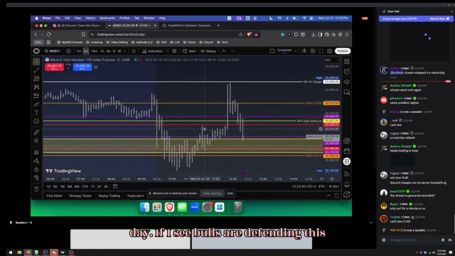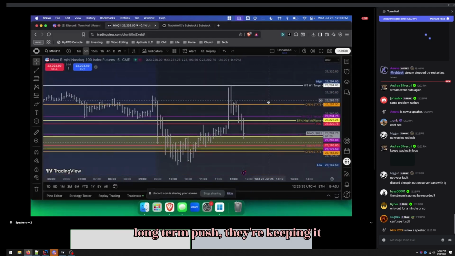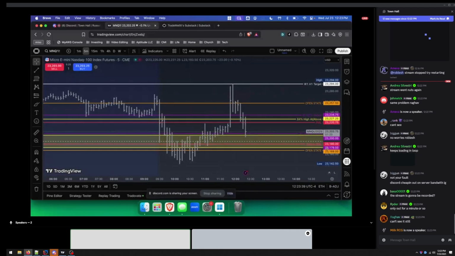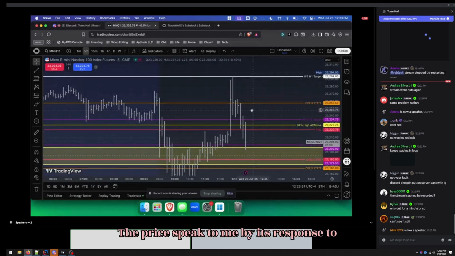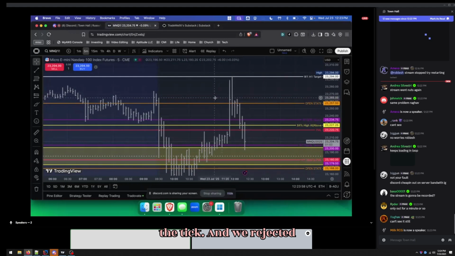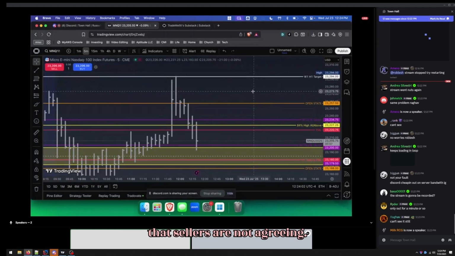If I see bulls are defending this wave 7 daily vector, which shows us long term push, they're keeping it alive. And the wave 1 daily is staying alive. So it's basically previous day close. I'm letting these vectors speak to me, the price speak to me by its response to the vectors. Their target's going to be this H1, to the tick. And we rejected right off of that, which indicates to us that sellers are not agreeing.